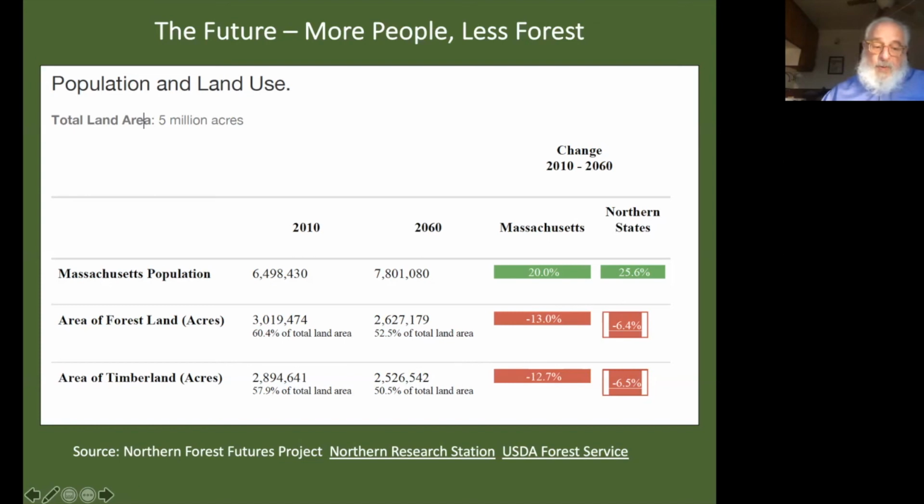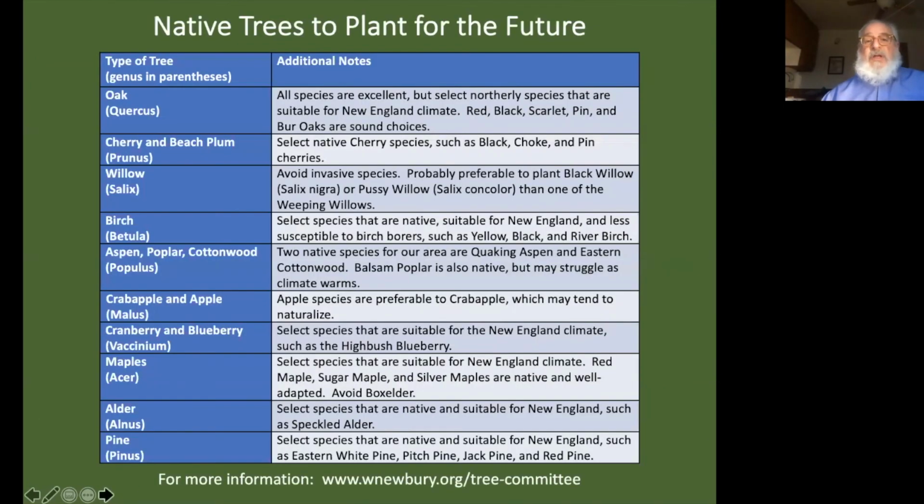So what that means is we need to think about the future. This list is up on the Tree Committee website, and it's based upon the work of Professor Doug Tallamy out of the University of Delaware, who, together with the National Wildlife Federation, has done a lot of work on figuring out which tree species support caterpillars, which then in turn support bird life.